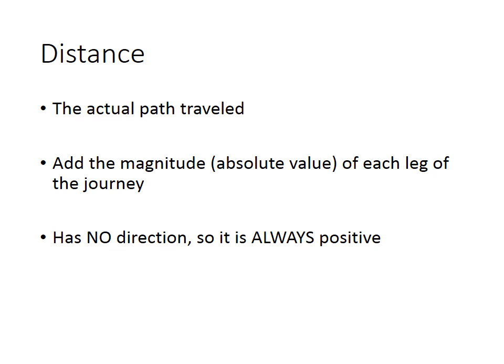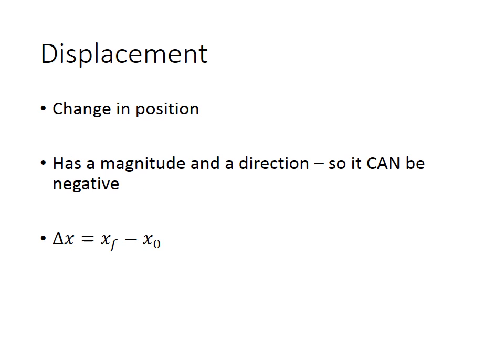This is what we're going to call a scalar when we start talking about scalars. Displacement has a very special, specific meaning in physics. Displacement is the change in position. This one does have a magnitude and a direction. This is what we're going to call a vector eventually. So this means that displacement can be a negative value.